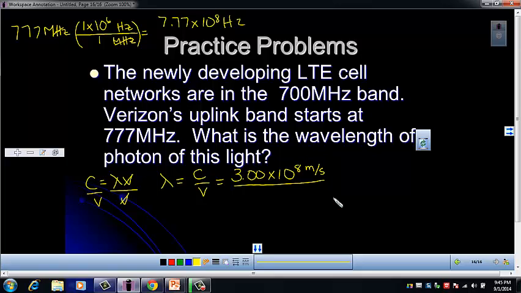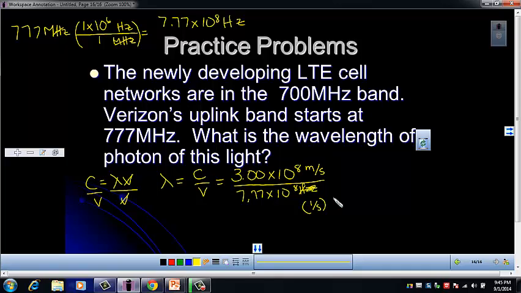Just a reminder, stop and pause the video and punch these in for yourself to make sure you're getting the same thing on your calculator as I am. So let's plug that right in, 7.77 times 10 to the 8th hertz. And remember that hertz is the same as 1 over seconds. So let's just deal with that unit for now. So I'm going to mark this out.